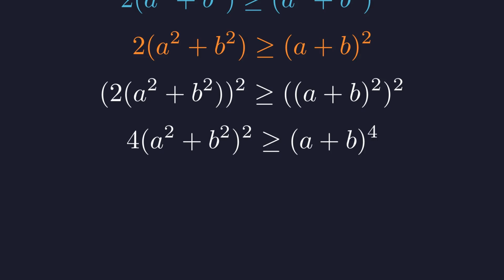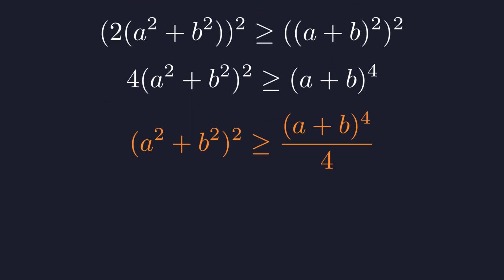Now we have a connection to the a plus b to the fourth term. To complete our chain, we need to isolate this middle term, a squared plus b squared, all squared. We'll divide by 4. This gives us the second link for our chain. Recall our first link. It says that 2 times a to the fourth plus b to the fourth is greater than or equal to this red term. And our second link says that this same red term is greater than or equal to our target right-hand side, divided by 4.